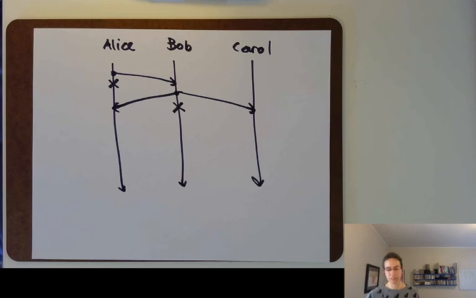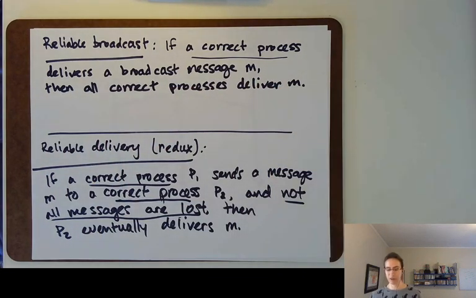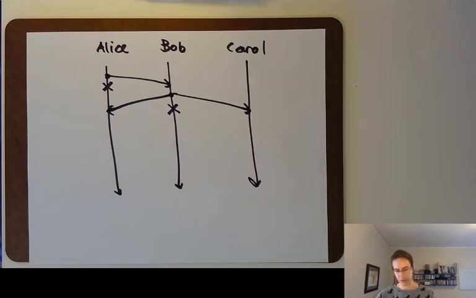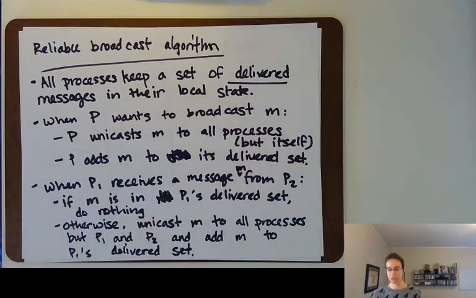So at this point, going back to our definition of what reliable broadcast is, we say if a correct process delivers a broadcast message M, then all correct processes deliver M. Well, we're now in a scenario where there only is one correct process. So now, whether or not Carol delivers the message will still be satisfying this property. So it turns out that this protocol that I wrote down here, this reliable broadcast algorithm, it turns out it works in general.